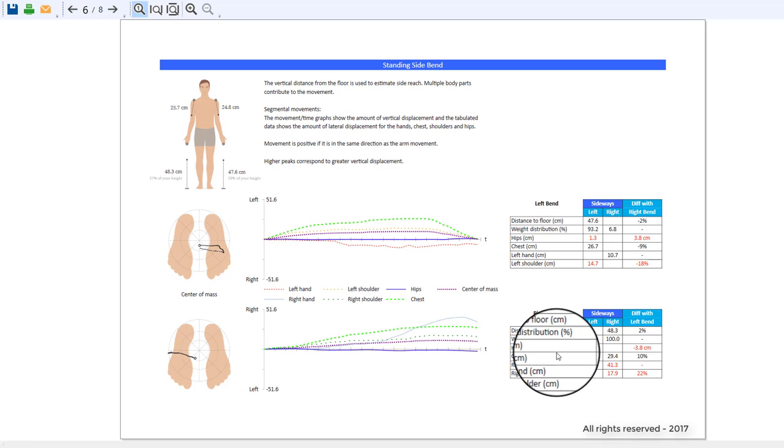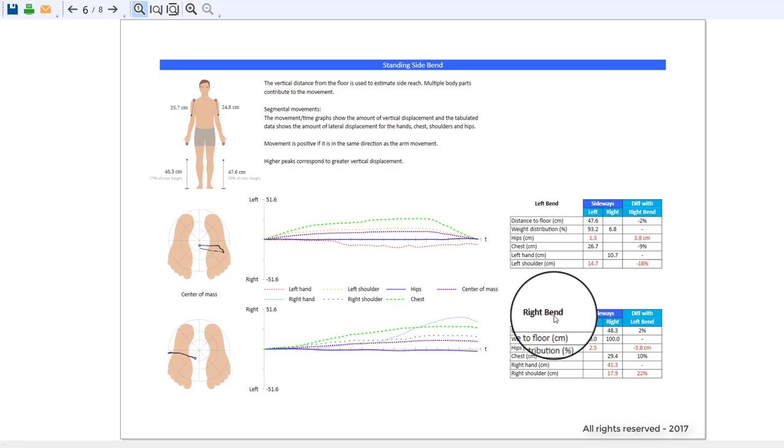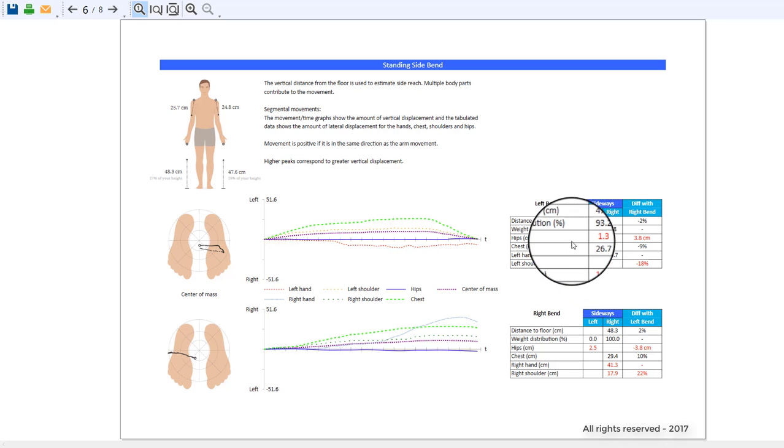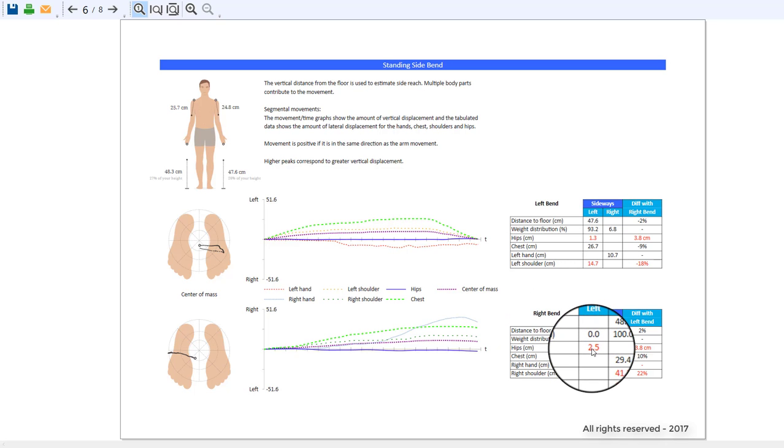If we were to look at the hips, we can see that the hips move to the left as this person bends to the right, and the hips move 2.5 centimeters. The chest moves 29 centimeters to the right as the person bends to the right. When we bend to the left, the hips also move to the left, which is rather different to bending to the right where the hips moved to the opposite side.